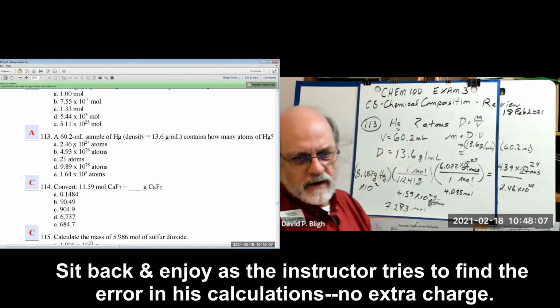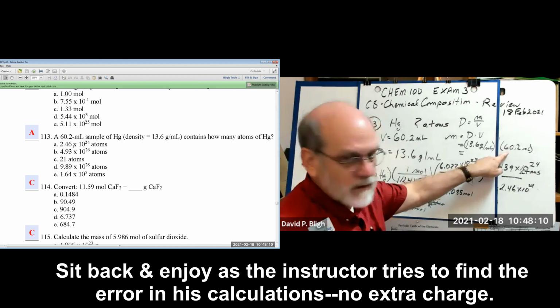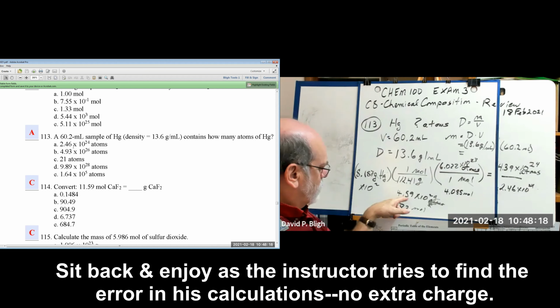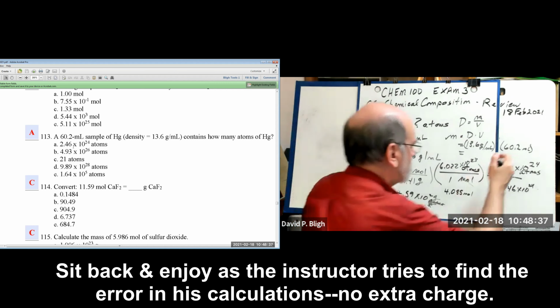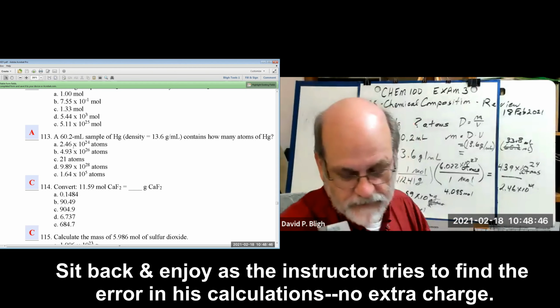All right, there's no right answer there. I think there's a mistake up here. Instead of 60.2, I bet that should be, if this is 4.59 times 10 squared grams, 33.8. Right? That one needs correction.